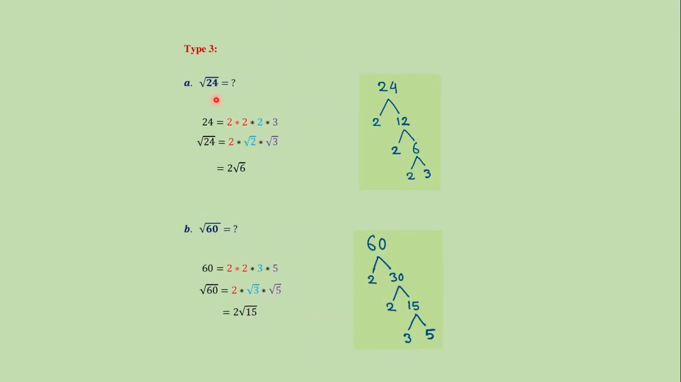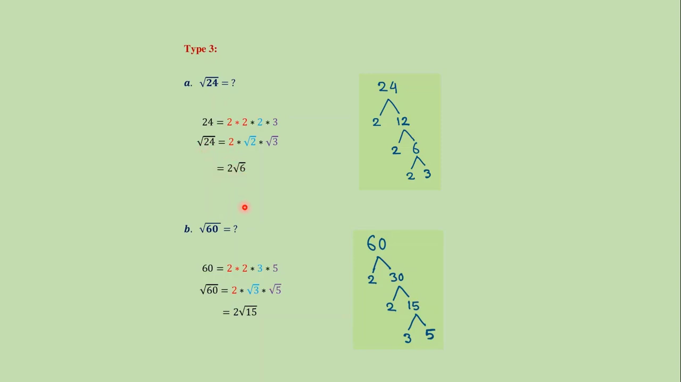Type 3. Suppose we want to find the square root of 24. So 24 can be written as 2 times 2 times 2 times 3. So the square root of 24 will be, for this pair we pick one of them, but this one and that one don't have any pair. So we write square root of 2 and square root of 3. If we multiply them, we get square root of 6, and this 2 comes here. So the square root of 24 is 2 square root of 6.